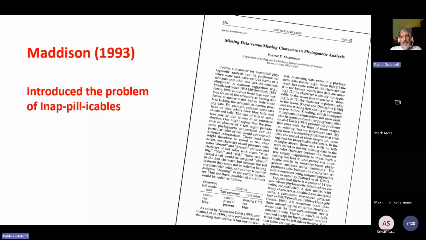Okay, so in 1993, we were in 1983, 10 years later, Madison came up with this problem. He introduced the problem of inapplicables. And he considered some problems that arise when you simply apply standard algorithms to the analysis of inapplicable characters.